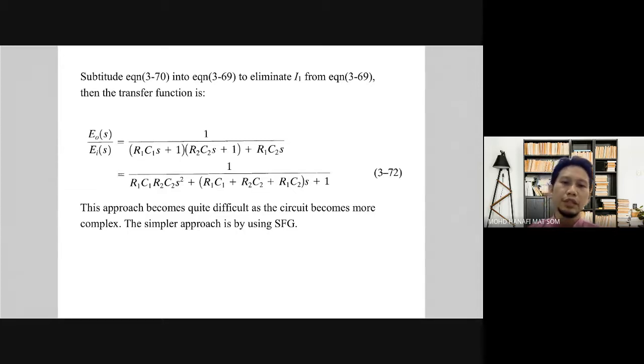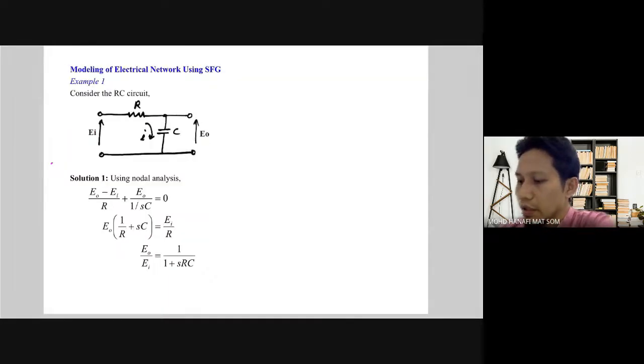Instead of using simultaneous equations, we can use the signal flow graph to find the transfer function of this network. Okay, let's say now we take back the previous example. Now we only have an RC circuit without L.